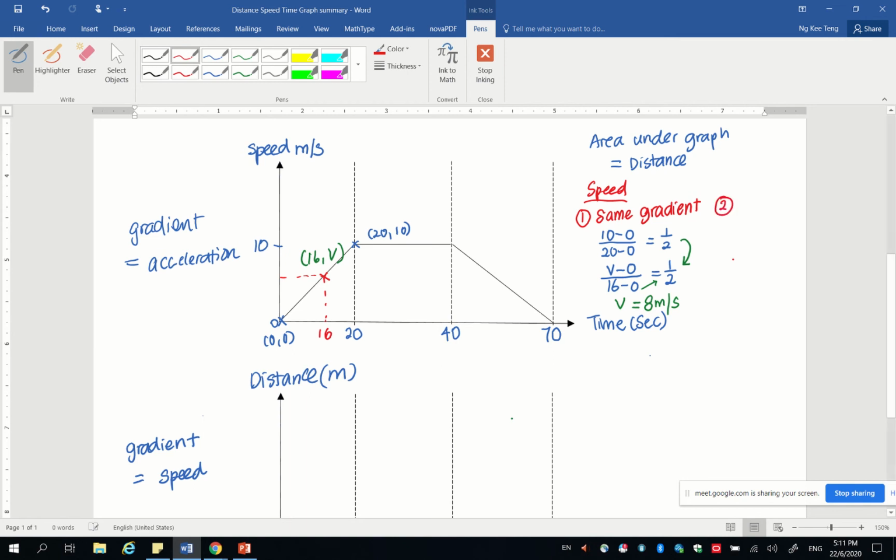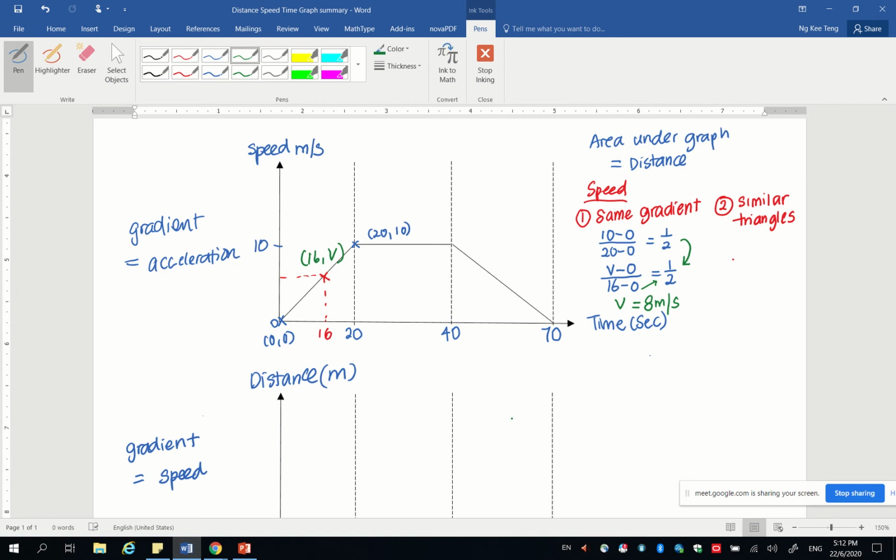Wait, have you all finished copying first? Do you want to copy first? The second concept is to use similar triangles. Okay, you all write down your concepts first. Write down first and listen and try to multitask at the same time, okay?